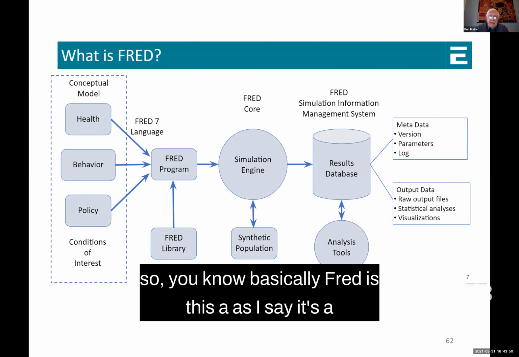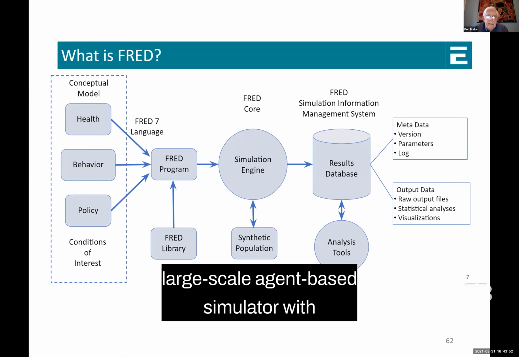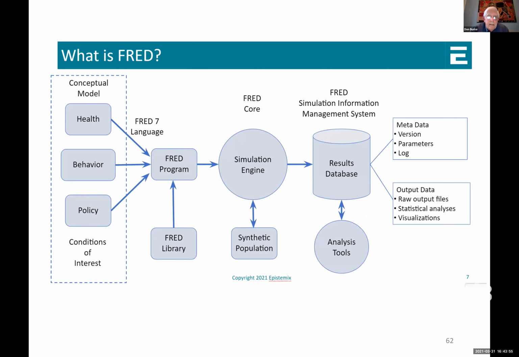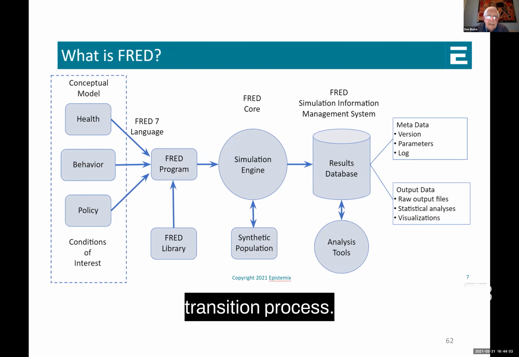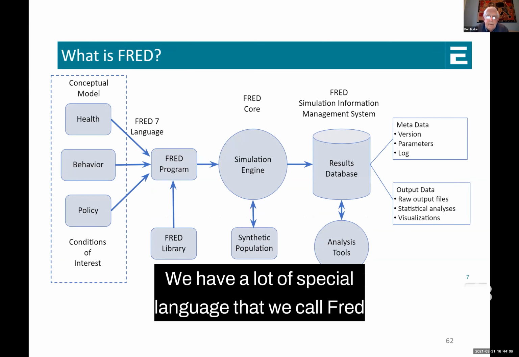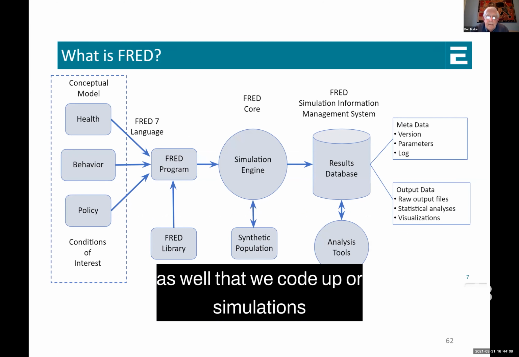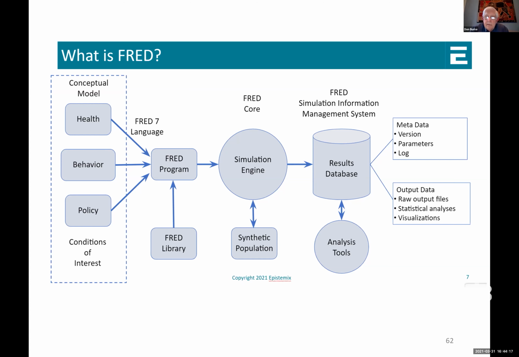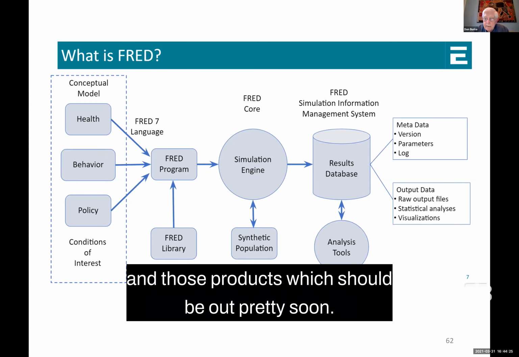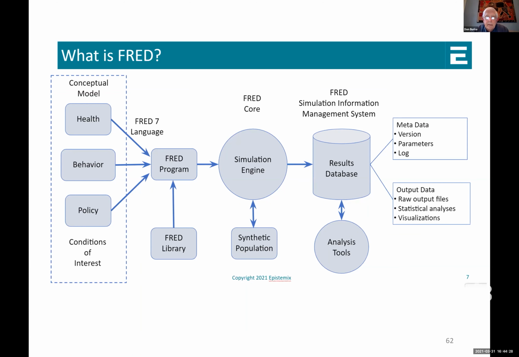So basically, FRED is, as I say, a large-scale agent-based simulator where, on the far left, we define conditions and states, and it's a state transition process. We have a special language that we also call FRED that we code up our simulations in. And we're now in the process of turning this into software that can be used by anybody, either at a desktop or through the cloud. And those products should be out pretty soon.